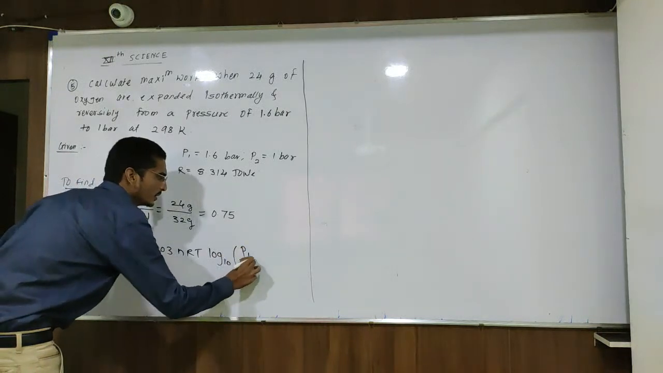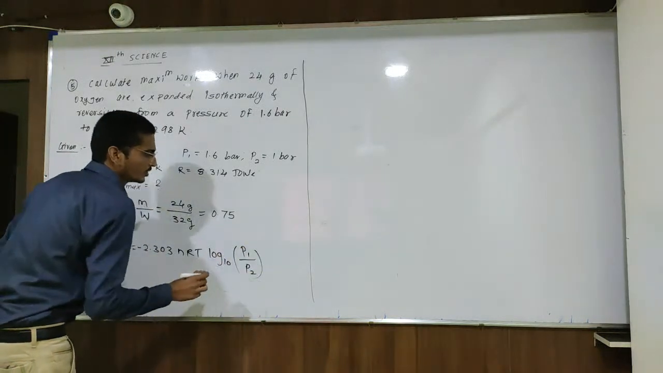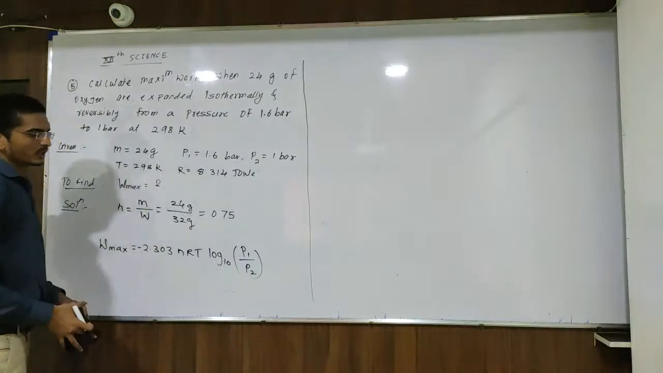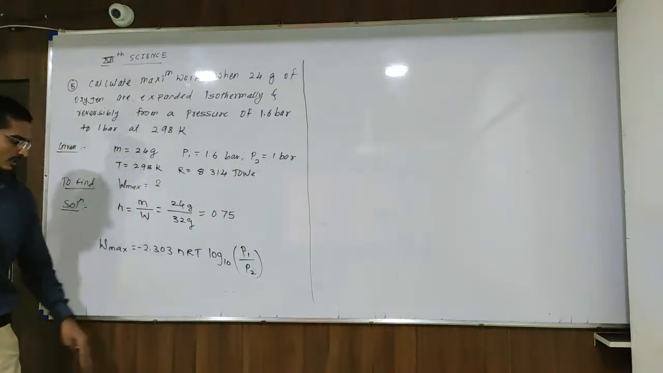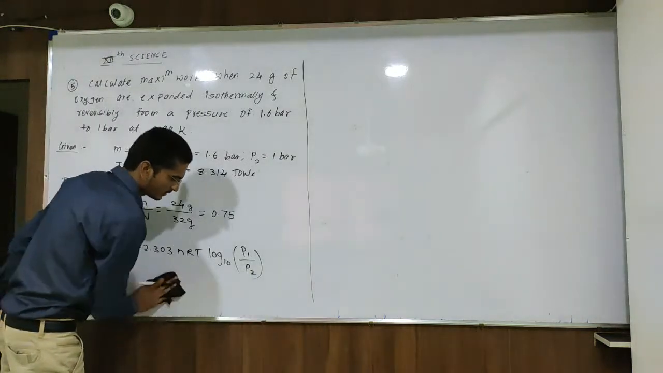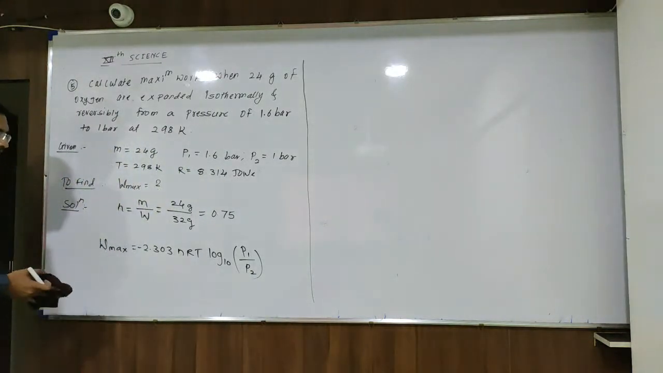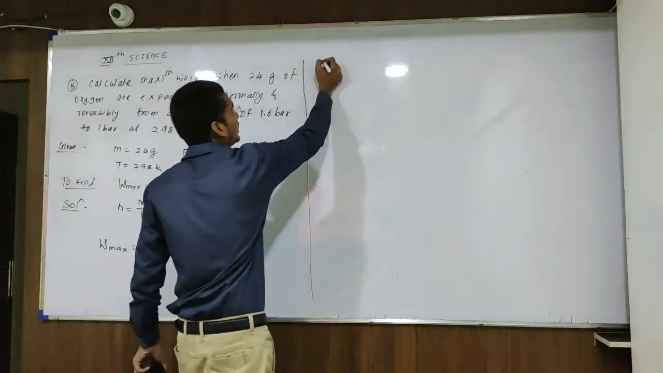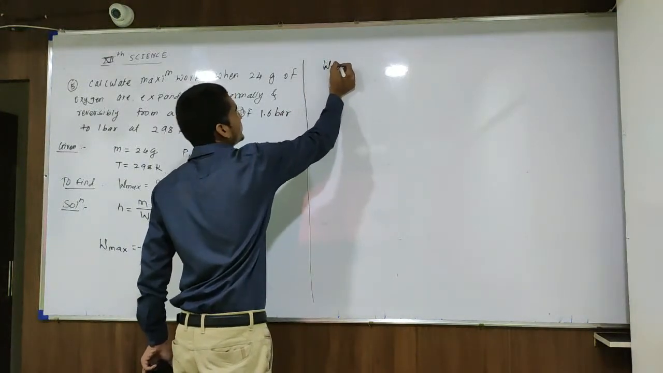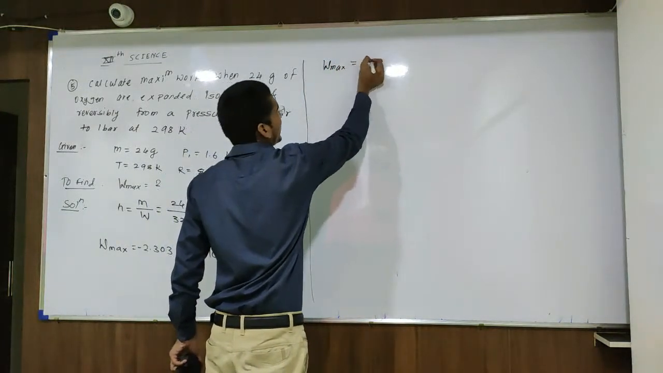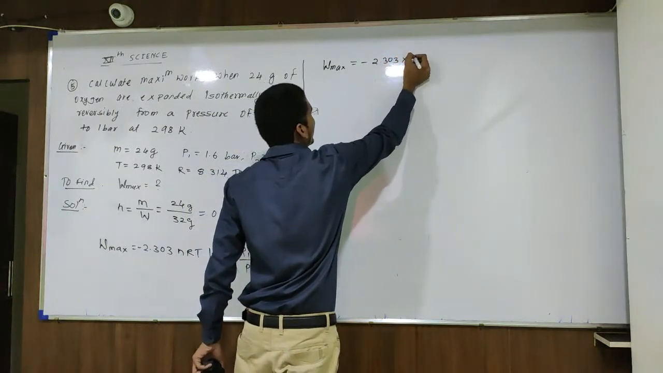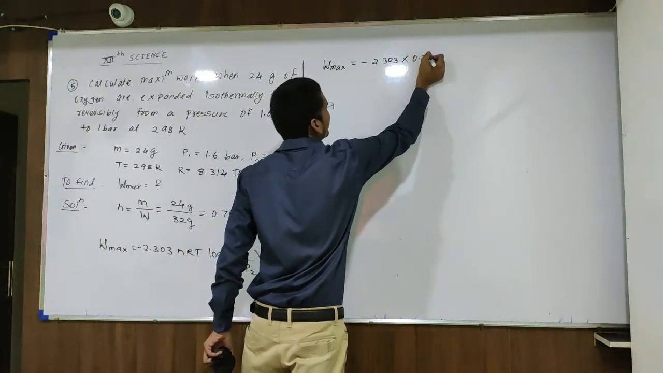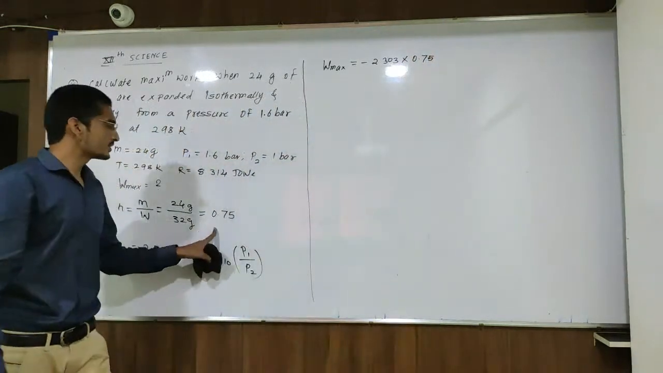What is the formula here? P1 divided by P2. So it is not in terms of volume. If it is in terms of volume, V2 upon V1, but in terms of pressure, the ratio should be P1 upon P2. Then after that, putting all the values. So W max is equal to, minus sign remains as it is, 2.303 as it is. What is the number of moles here? 0.75. So n value should be 0.75.